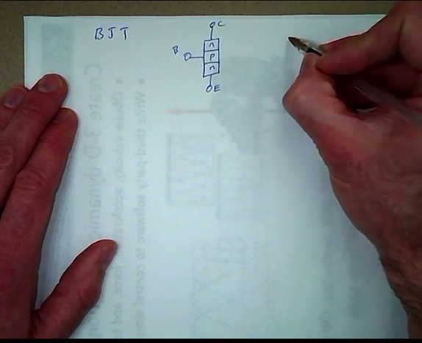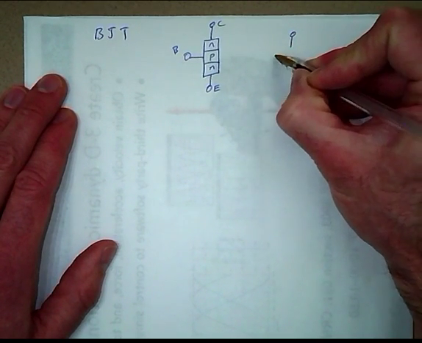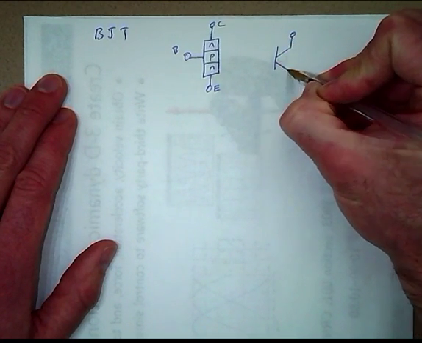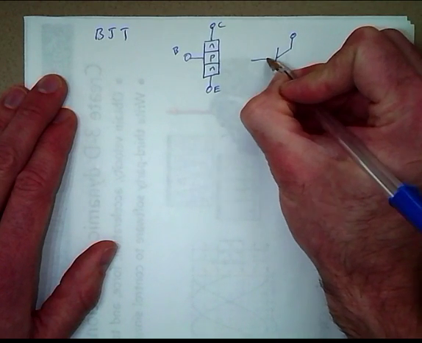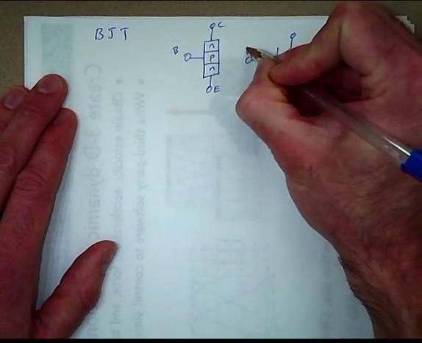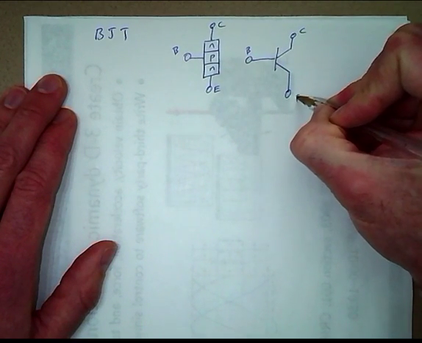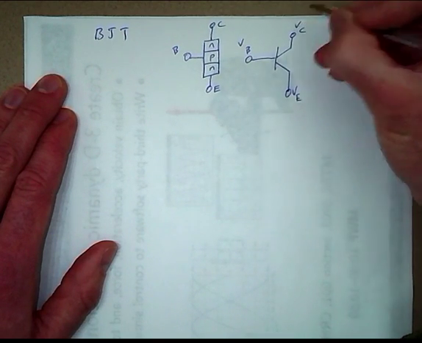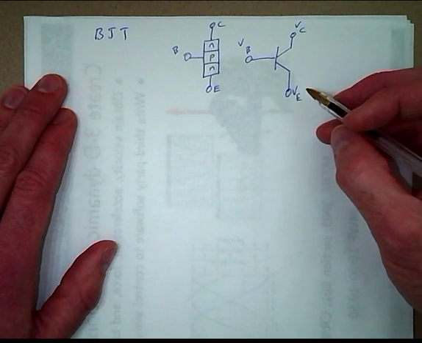And the electrical symbol for this type of transistor looks like this. So we've got the base, collector, and emitter. And we'll denote the voltages at those three terminals. So VB, VC, and VE.